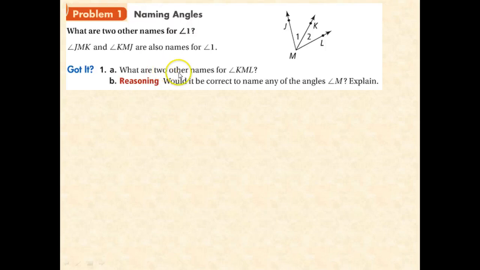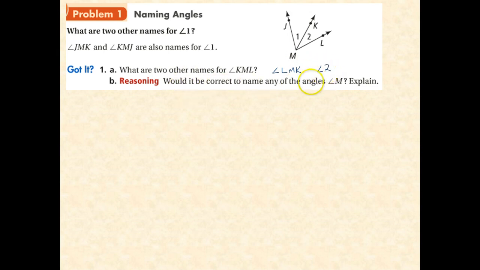Alright, so what are two other names for angle KML? Well, we could call it angle LMK, or we could call it angle 2.